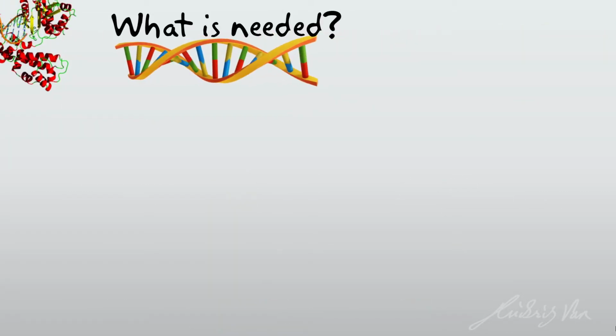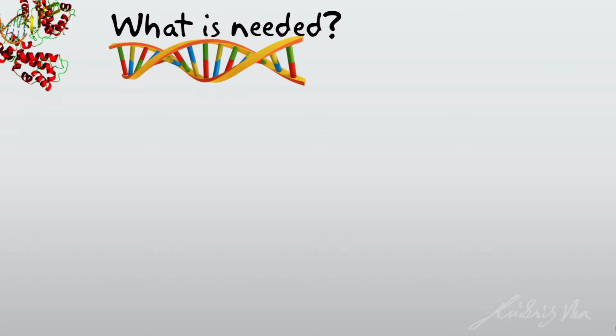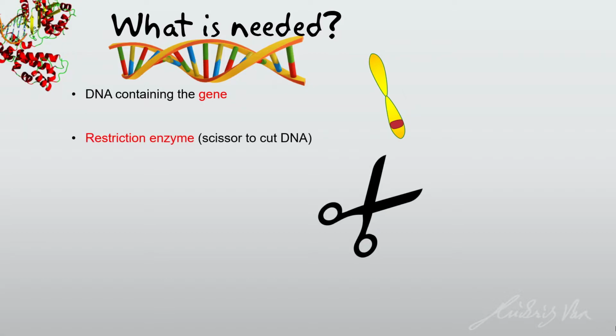So what do you need in genetic engineering? In this slide, it is just a list of new words that you have to learn. The first thing you need is a DNA containing the gene that you want, for example, insulin. Gene is nothing new, but of course you need it. If not, you've got nothing to transfer. Then you need an enzyme known as restriction enzyme. It is like scissors to cut the DNA. So you need to cut the gene out using restriction enzyme.